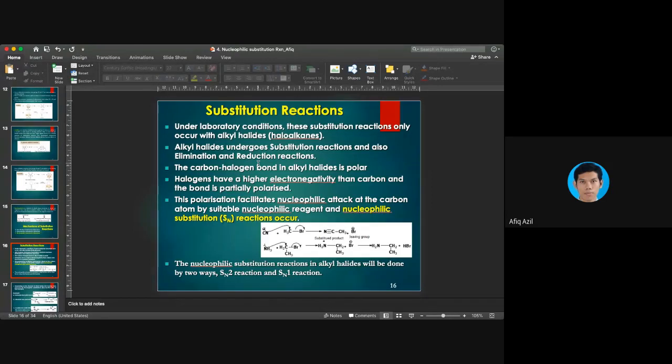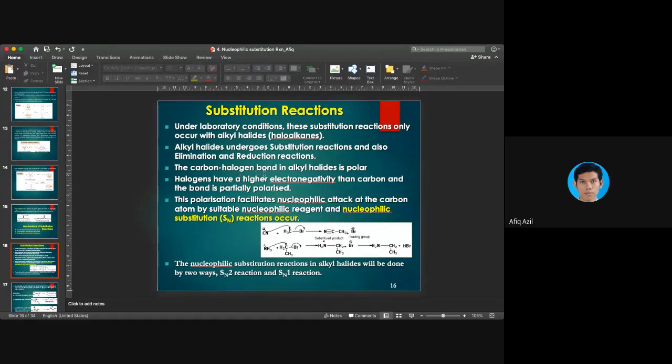So these will be the starting point. Then only you can add your reagents. So in this particular reaction, which is nucleophilic substitution, the reagent that you want to add to this starting material or substrate is a nucleophile. Hence the name nucleophilic substitution reaction. Alkyl halides will undergo substitution reactions and also elimination and reduction reactions. So they can undergo several types of reaction.